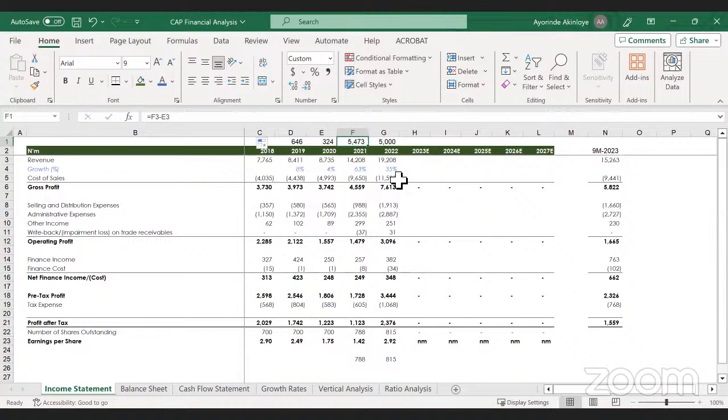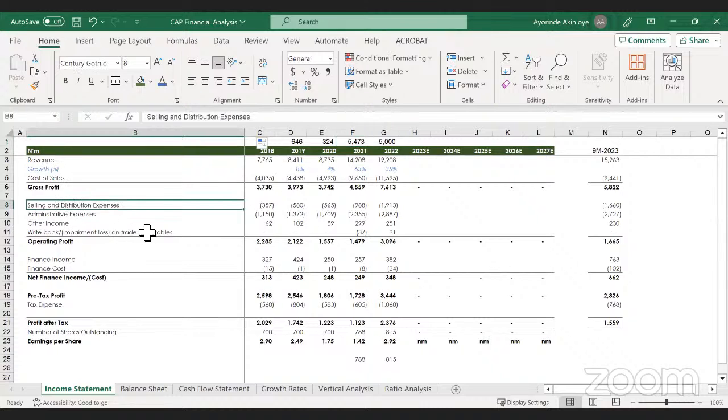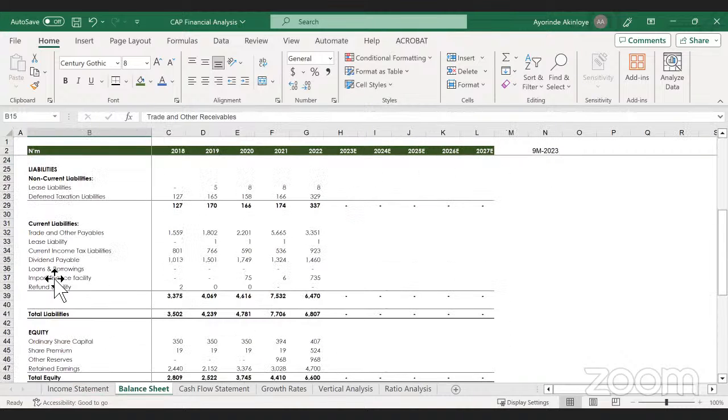But you do that investigation and you find out. So that's what horizontal analysis helps you do. It's not only just on revenue. You can do it on selling and distribution expenses if you notice that there's a spike. You can do it on balance sheets, for example.